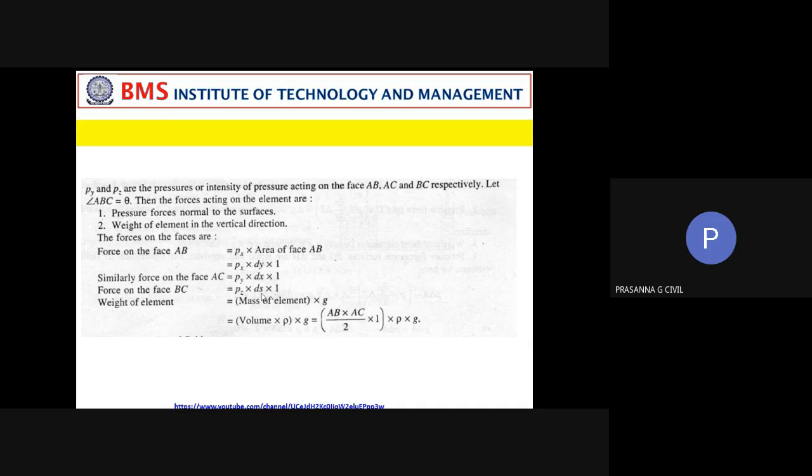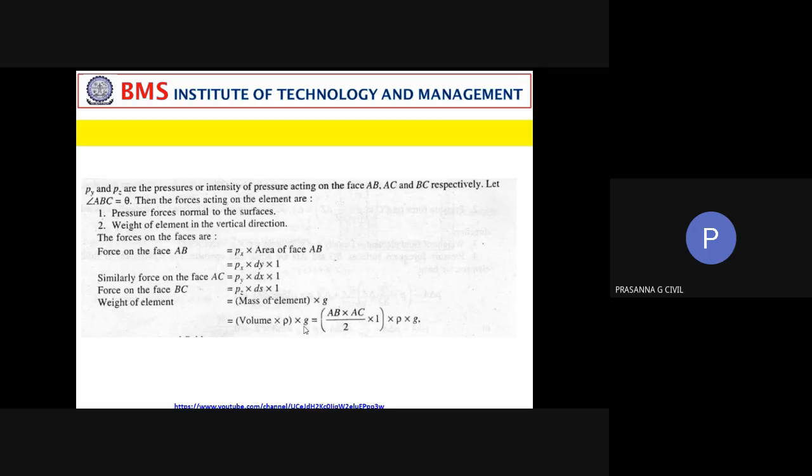Weight of the element is mass of the element into g. Now how do I get mass? Mass is nothing but volume into density, because density is mass by volume. If I multiply density by volume, I will get mass. So I will have volume into density, which is given by rho, into g.